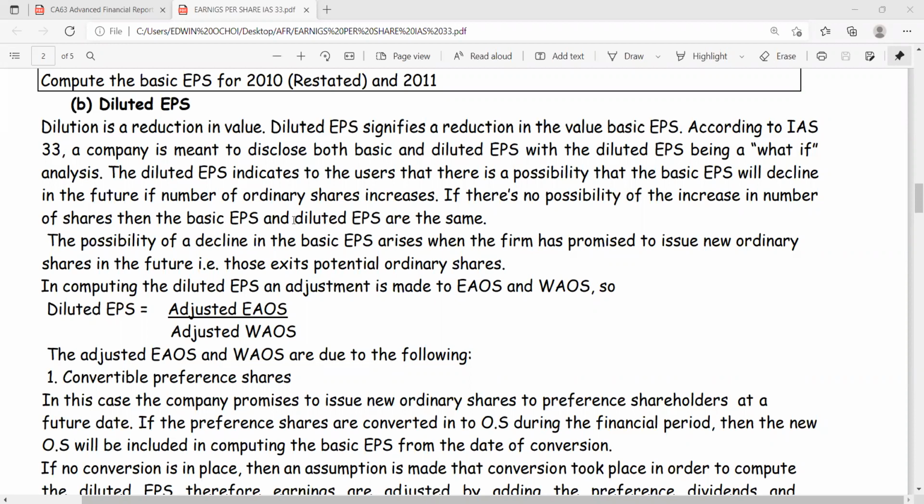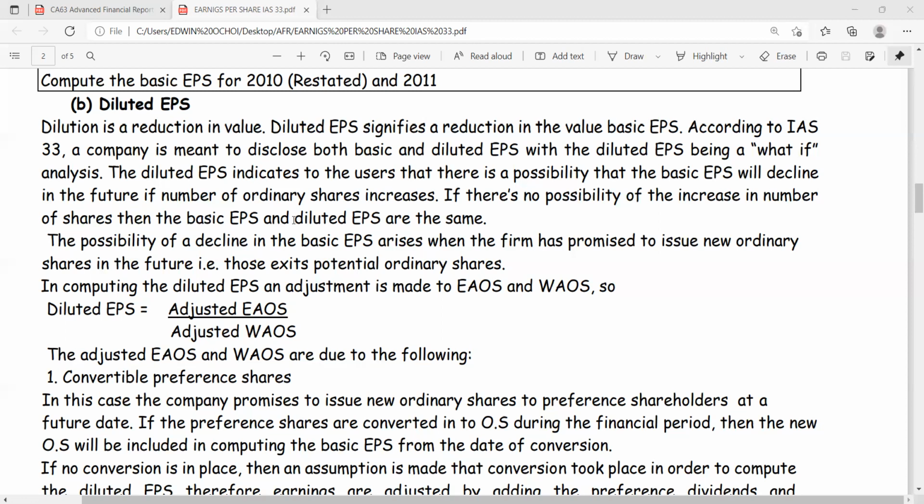So in short, when doing diluted, we use potential securities, the securities which are likely or unlikely to be converted to ordinary shares. To use them under diluted, we have to go with the assumption that they are converted. Then there are various steps to be followed when doing this aspect of diluted.